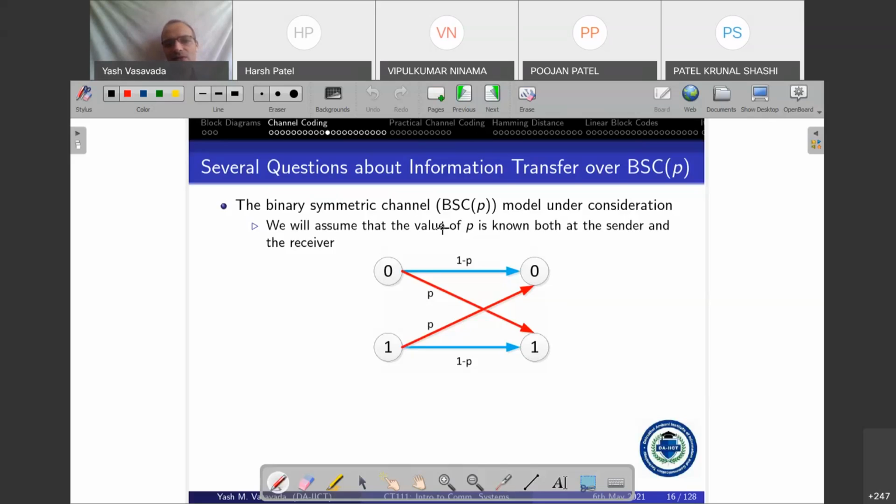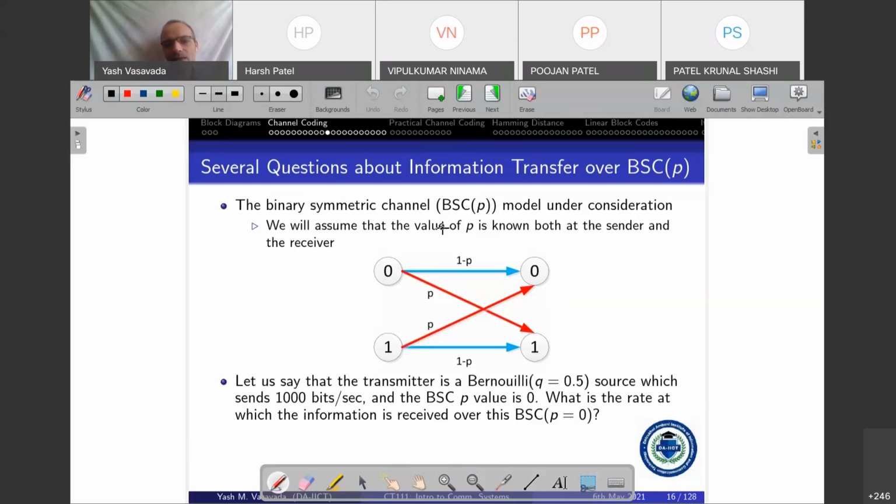So my first question is going to be simple. Let us say first of all that the transmitter is sending zeros and ones with equal probability. And it is sending, let's say, maybe 1,000 bits per second, right? And the P value is 0. Then what is the rate at which the information gets received?